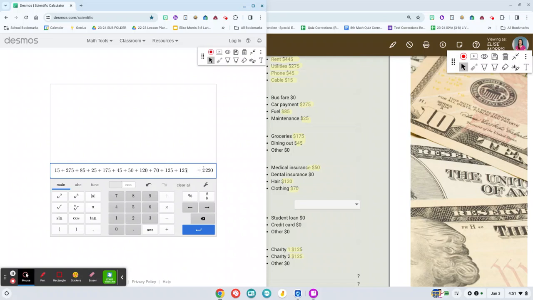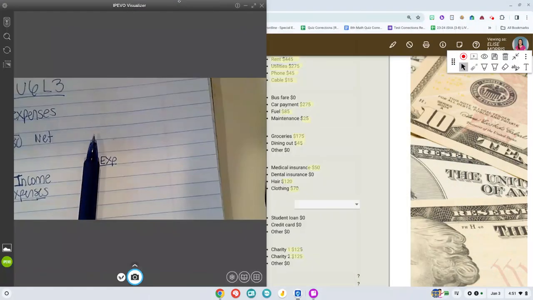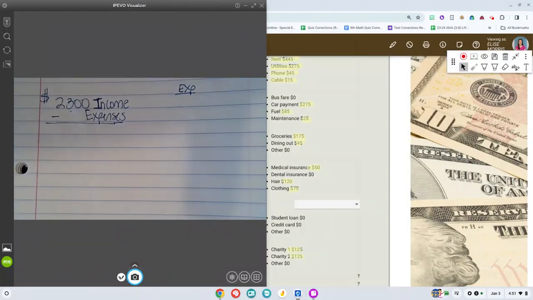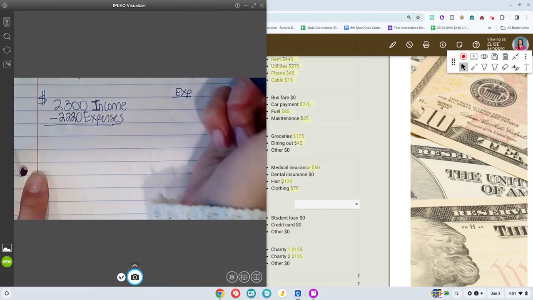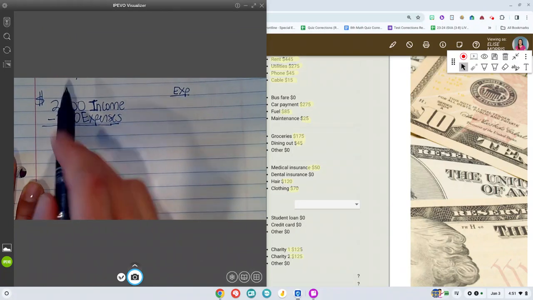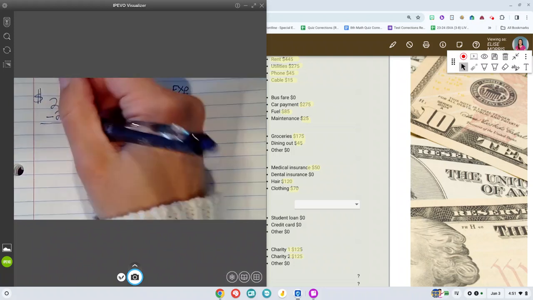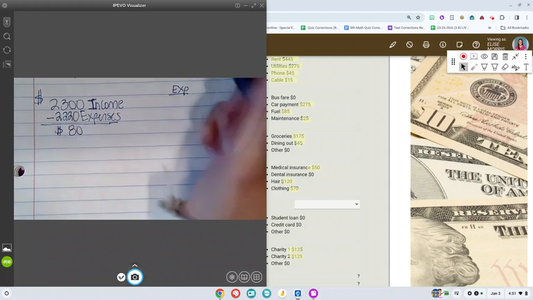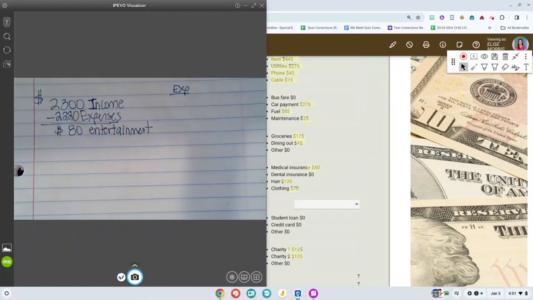So 2,220. So we're going to put that here, 2,220. So if I take the 2,300 and I subtract the 2,220, I am left with $80 that I can use for my last category that I haven't filled in yet. So $80 left for entertainment. You always want to take your income and subtract the expenses to see if you have any extra.